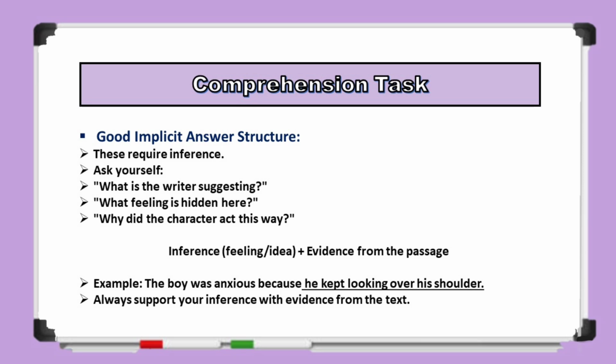For example, if the passage says that the boy kept looking over his shoulder, you can infer that he was feeling anxious or frightened. The evidence is that he repeatedly looked behind him, which suggests he was worried about something. Remember, Cambridge is not only testing whether you can find information. It is testing whether you can think logically and explain your ideas using evidence from the passage.